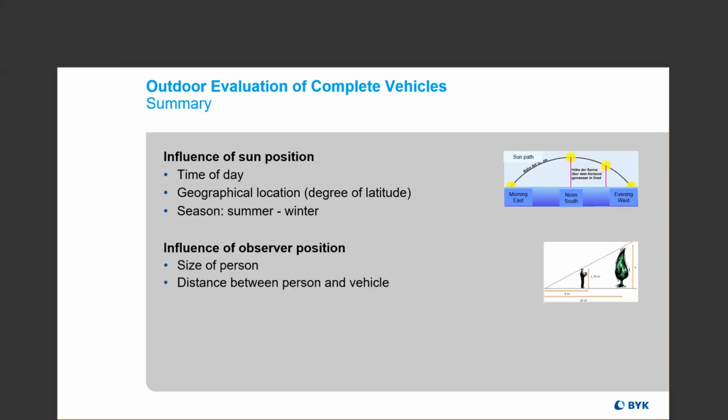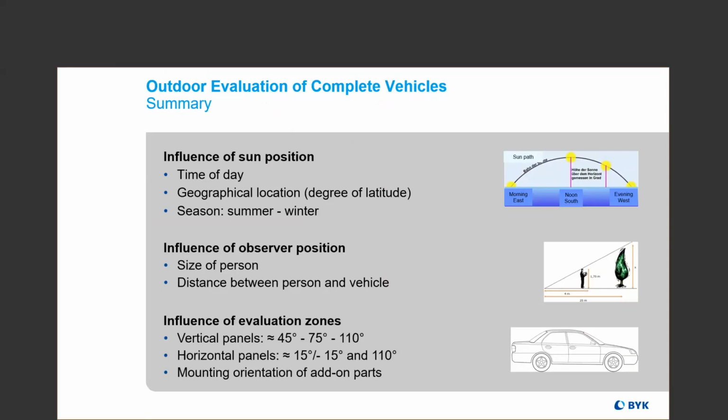The observer's position is going to influence our evaluation, both the size of the person and the distance between the person and the vehicle. But again, you can mitigate that difference. If you have two observers of different heights, you can allow them to see at the same evaluation angle by moving closer to or further from the surface being evaluated.